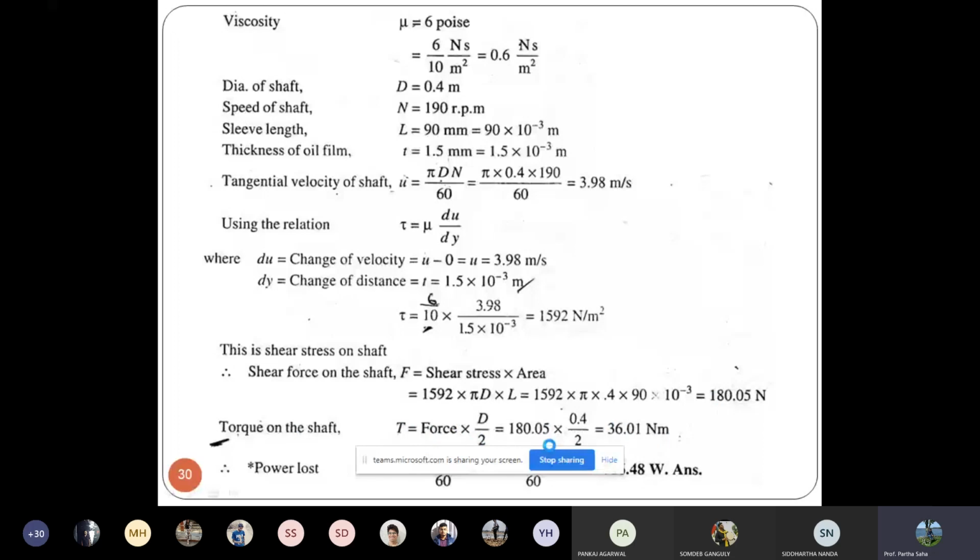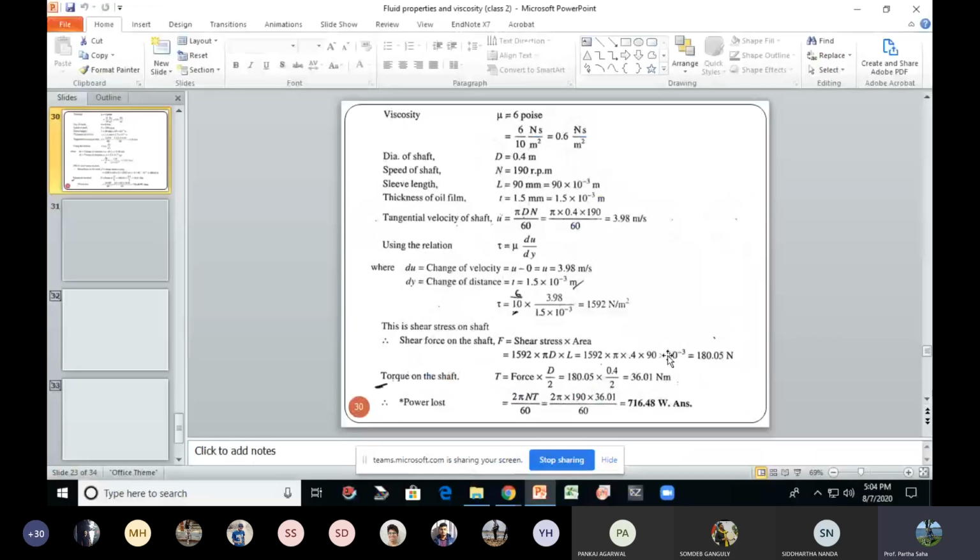So you can calculate the power lost, which is actually nothing but 2 pi nT by 60. 2 pi nT by 60 is the formula. So here actually you just put the value of all the parameters. Torque I have calculated, then n is the speed of the shaft. You put this value and the power loss will be 760.48 watt. So that is how you calculate the power loss for this problem.